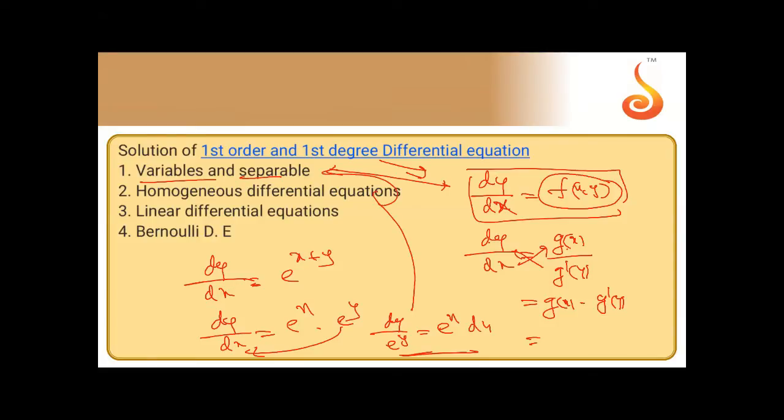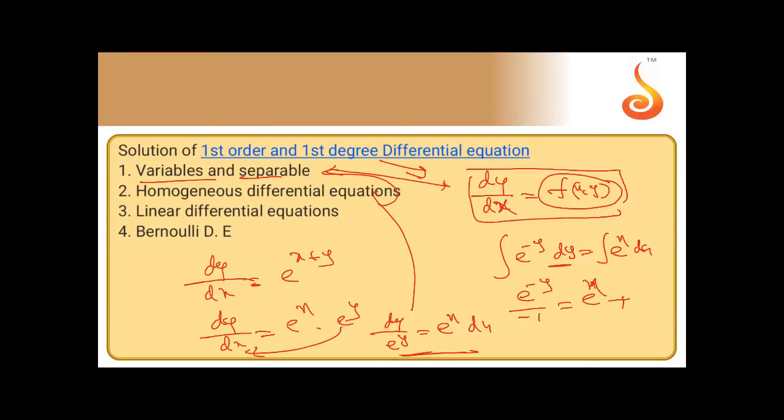Once the variables are separated, how do we get a solution? You can integrate both sides. Once the variables are separated, you can go for solving the differential equation by using integration. So here e power minus y dy equals e power x dx. The integral of this is e power minus y by minus 1 equals e power x plus constant c. The constant c you can take on any one side, either right or left. That means e power minus y equals e power x plus c.